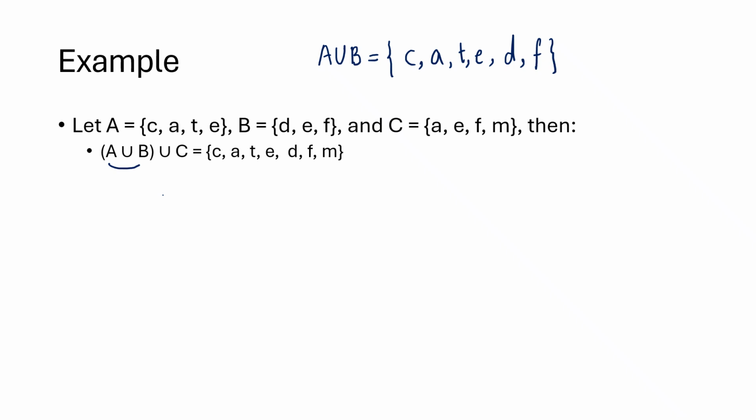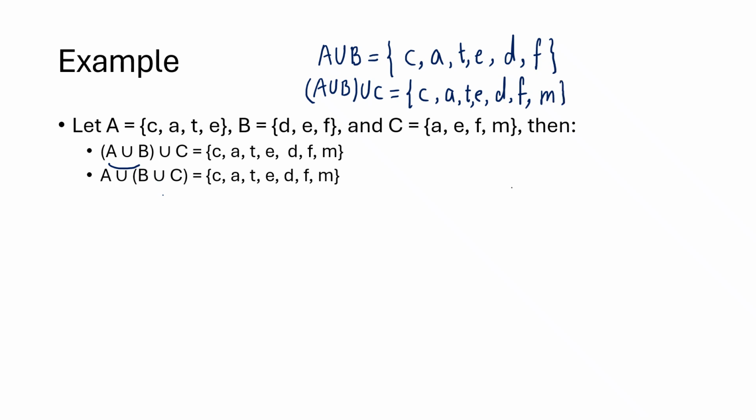And then if we take the union of that with C, A union B union C will be everything that we have so far. So C, A, T, E, D, F. And then we look at C. C has A, but we have already included A. It has E, E is already there. F is already there. So the only thing that I need to add is M. So this will be A union B union C.